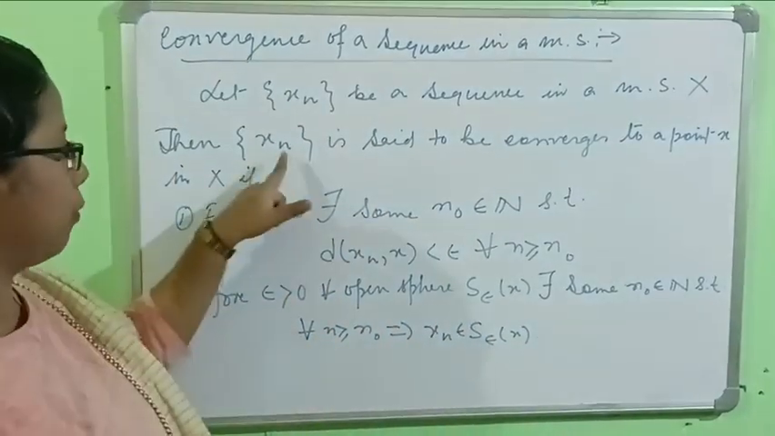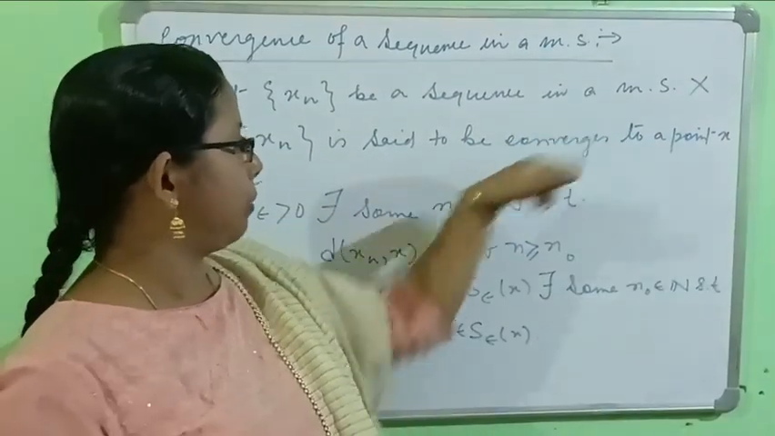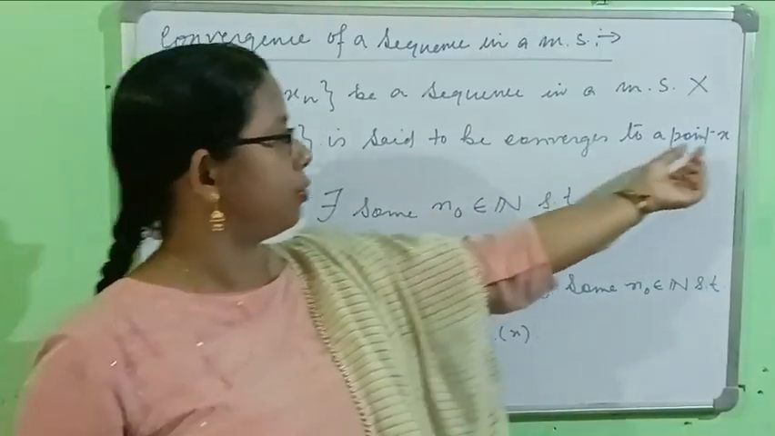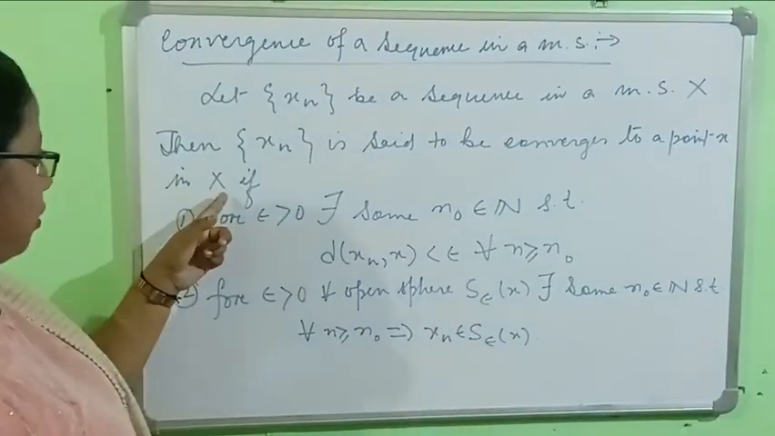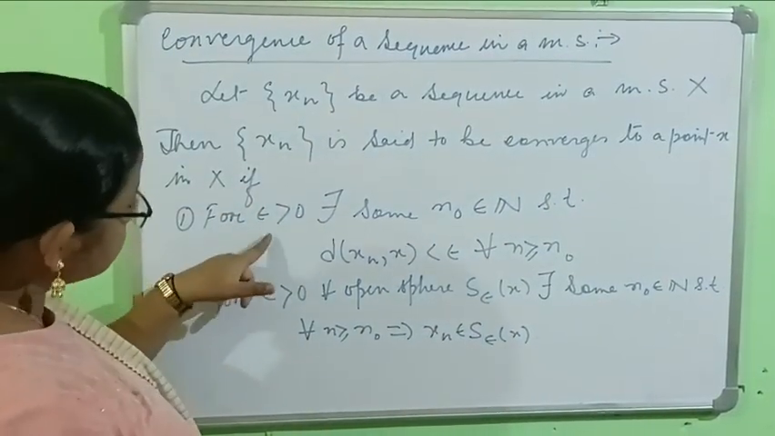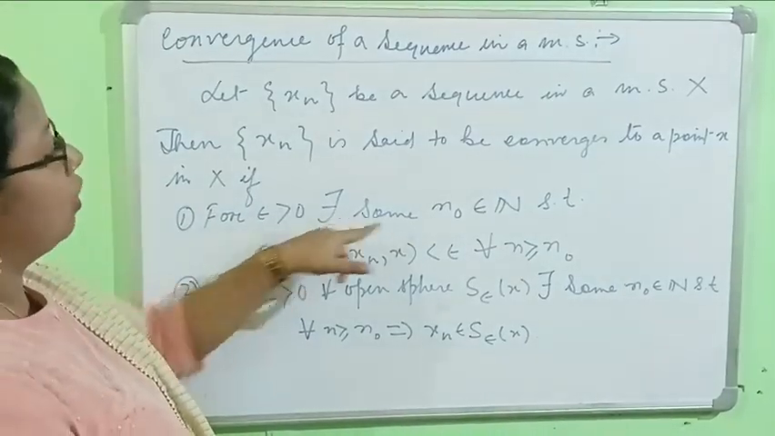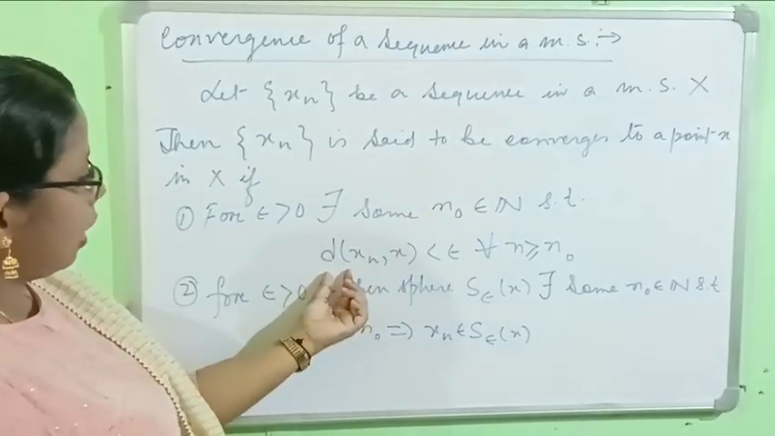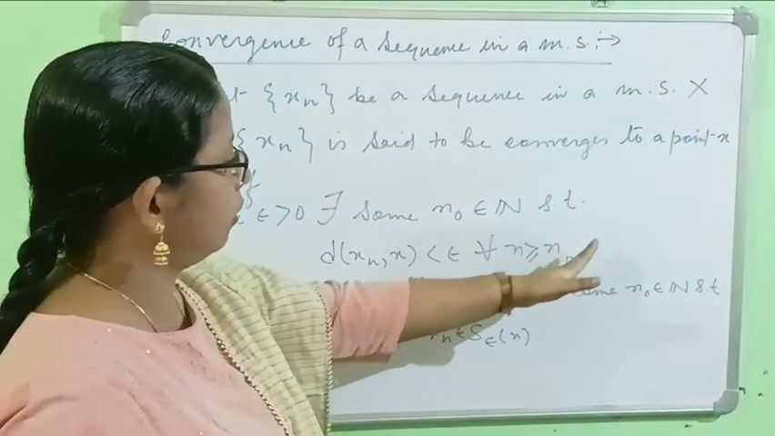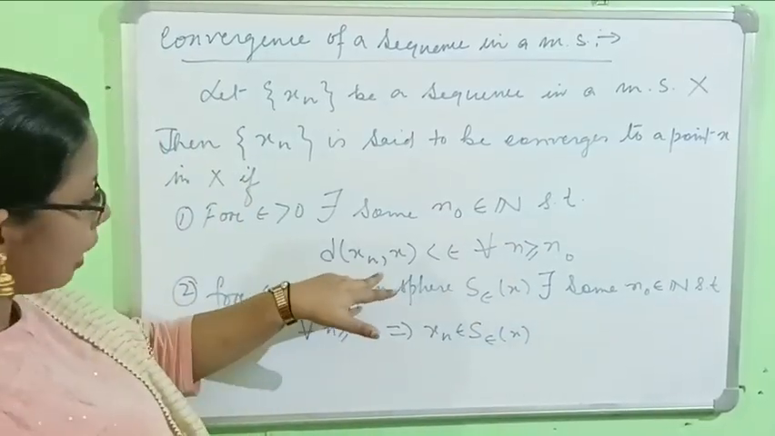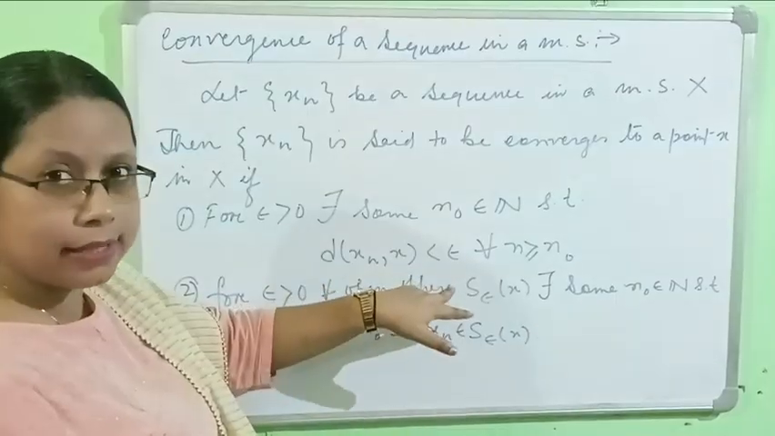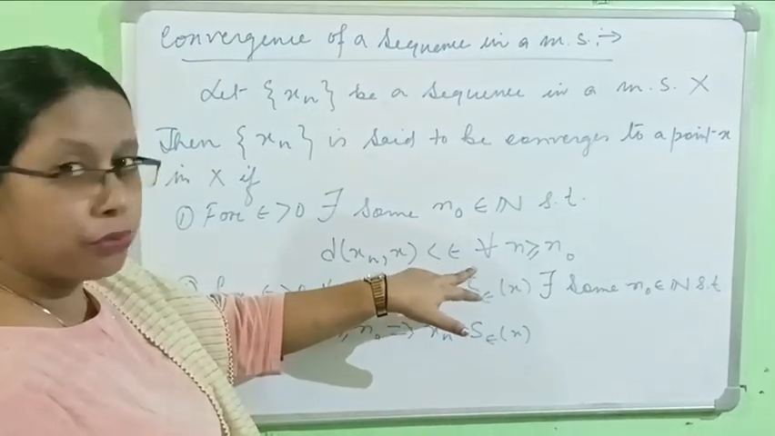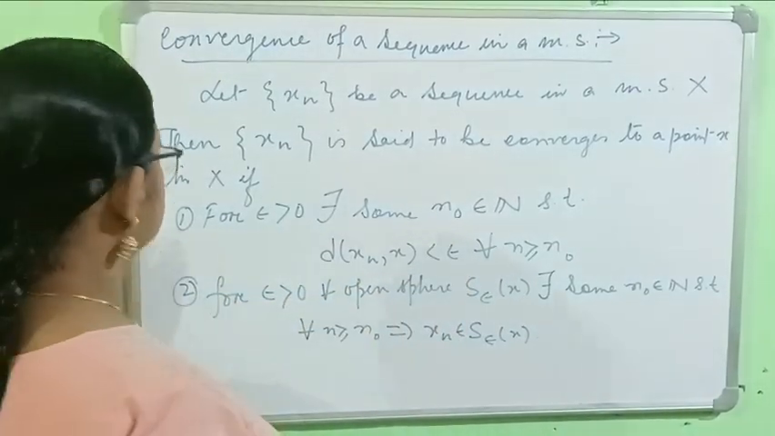That is, a sequence xn in a metric space X is said to converge to a point x in the metric space X if for epsilon greater than 0 there exists some natural number n naught such that after a certain n greater than n naught, the distance between xn and x is less than an arbitrarily assigned positive number epsilon.